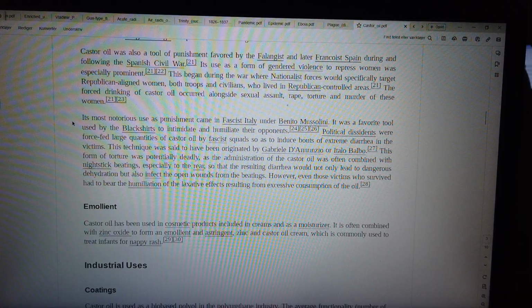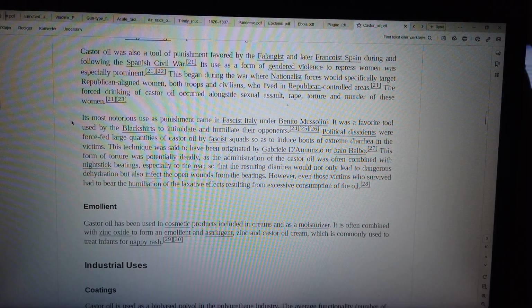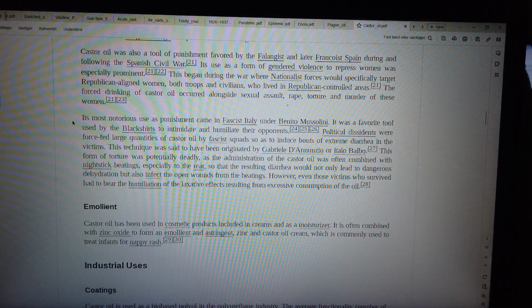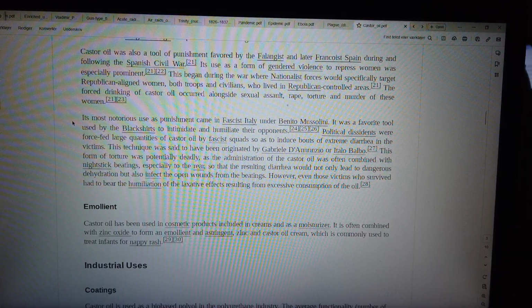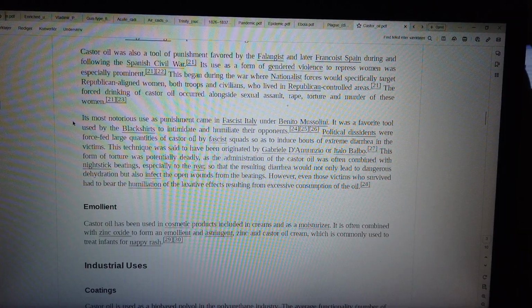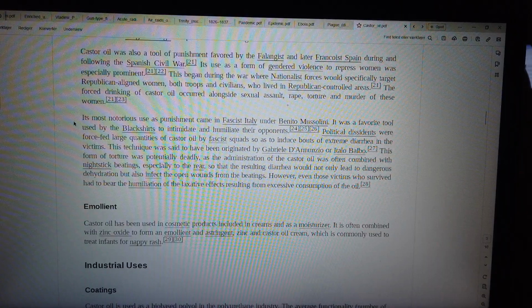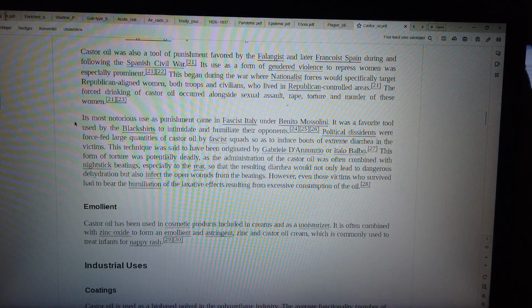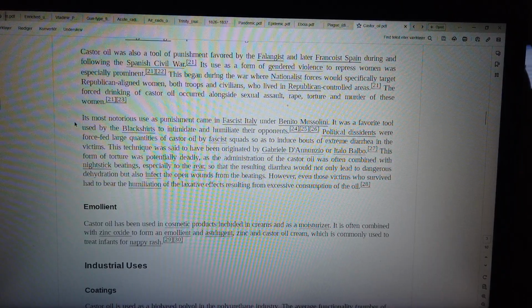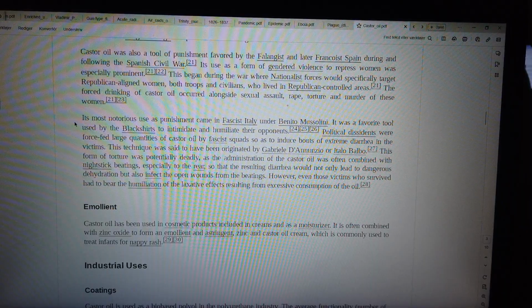It was a favorite tool used by the Blackshirts to intimidate and humiliate their opponents. Political dissidents were force-fed large quantities of castor oil by fascist squads so as to induce bouts of extreme diarrhea in their victims. This technique was said to have been originated by Gabriele D'Annunzio or Italo Balbo.